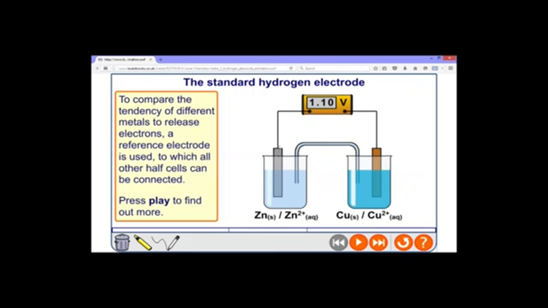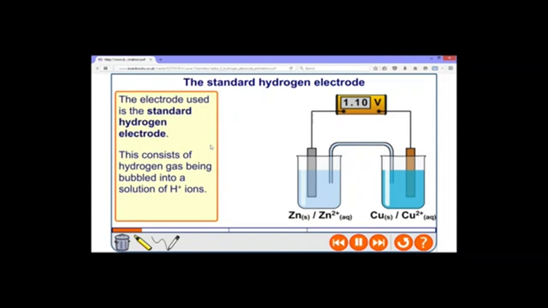There we go. What we have is just a flash animation of the standard hydrogen electrode. It says to compare the tendency of different metals to release electrons, a reference electrode is used. So if we put zinc and copper in, we see that we're getting 1.1 volts out. But obviously, I don't want to go around asking what would happen if I put lead or magnesium or anything on this side. What would I get every time? It's crazy. So a better thing to do was to choose one thing, which they chose.